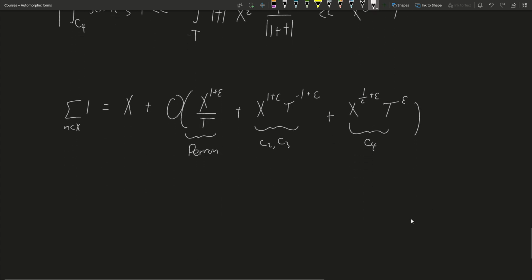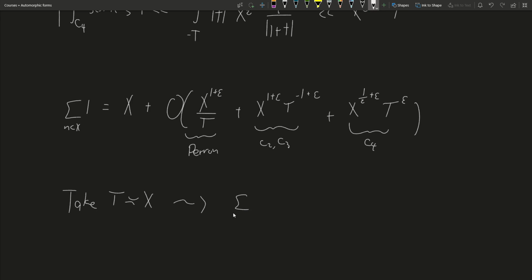And there's no real worry about balancing error terms here. There's no serious growth in t, right? The only serious growth in t is this t to the epsilon. So we can just take t to be about x. In Perron's formula, you don't want to take t to be bigger than x because some funky stuff can happen. But taking t as x is good enough here.